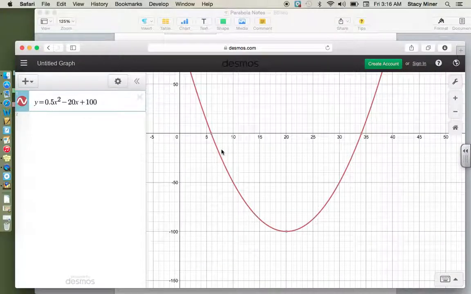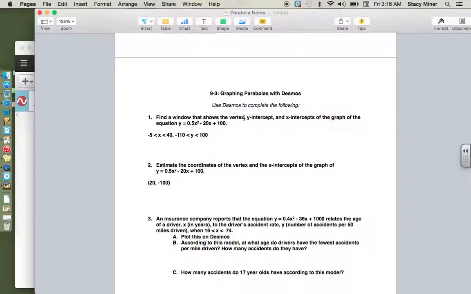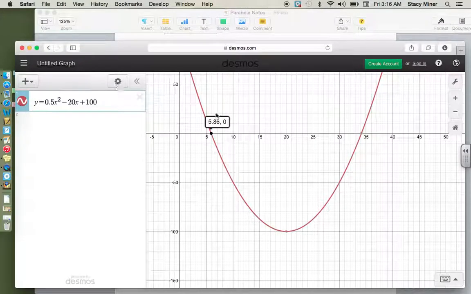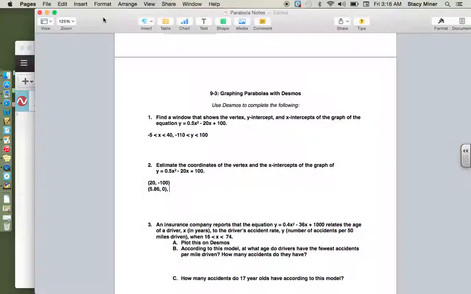And my x-intercepts, same thing, those little grayed out dots are there. They tell us exactly what we're looking for. 5.86 is one side, and the other one is 34.14. So again, find those, zoom in enough that those little gray dots are there, and I think that we should all be getting the same answers then.